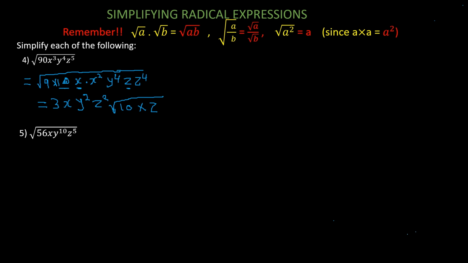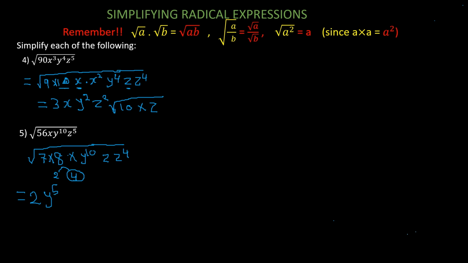Let's take the second one. In the second example, we know that 56 equals 7 times 8, and x is still x because the power is 1. y to the power of 10, leave it as y to the power of 10 because the power is even. Now z to the power of 5 will be z times z to the power of 4 to make it even. And 8 equals 2 times 4, and we know that the square root of 4 is 2, outside. Then y to the power of 10, 10 divided by 2 equals 5, so y to the power of 5.